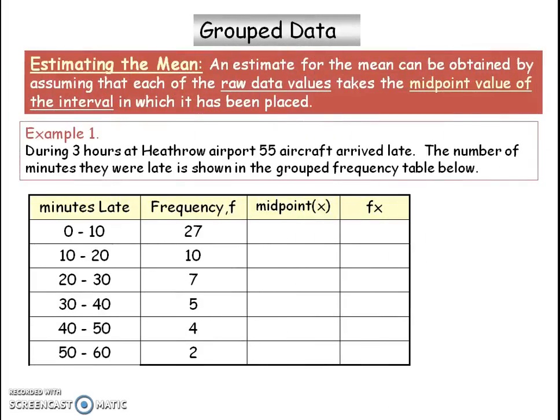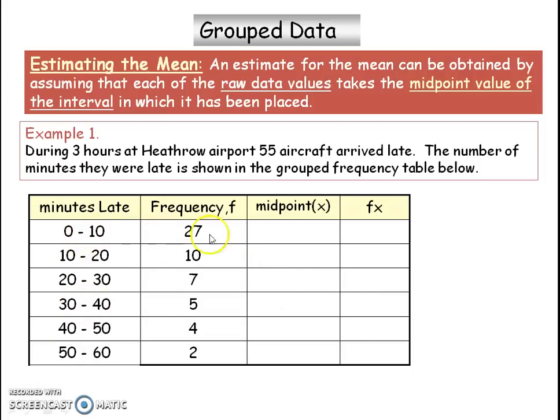Now come to calculating the mean for this particular data set. The mean can be estimated by assuming that each of the raw data values takes the midpoint value of the interval in which it has been placed. We have 55 aircraft and the number of minutes they were delayed is also shown. We need to calculate the midpoint of these class intervals.